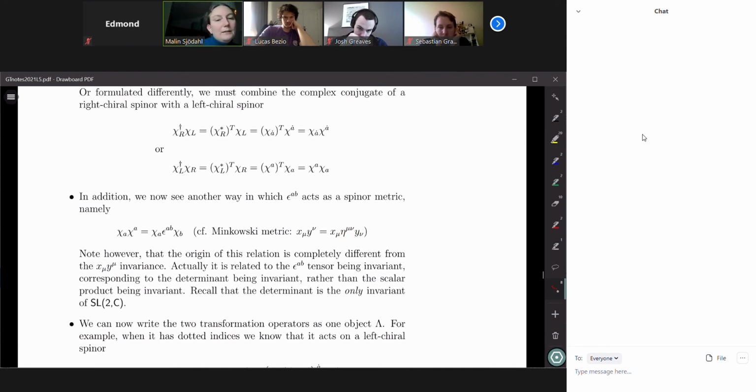So indeed it acts a lot like a metric, but I want to point out one sense in which it is really not a metric. And that is that the epsilon tensor being invariant corresponds to the determinant being invariant. It is not any scalar product that is invariant. There is no such invariant scalar product for SL2C. So instead, for SL2C, the only invariant is the epsilon tensor, which is related to the determinant.